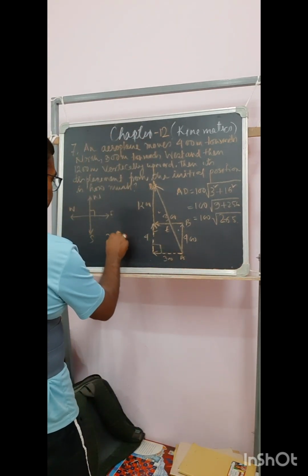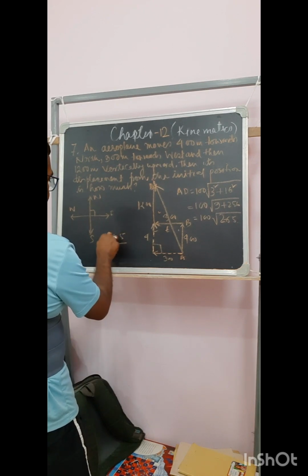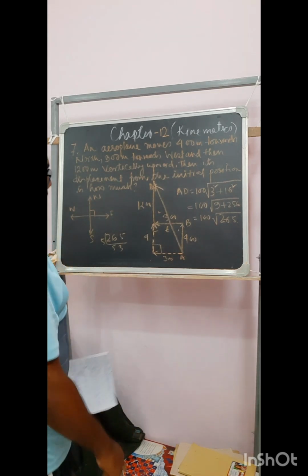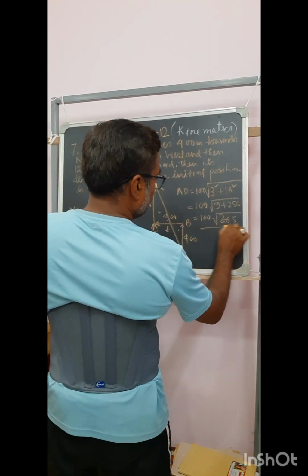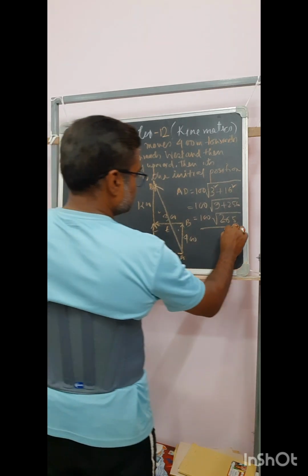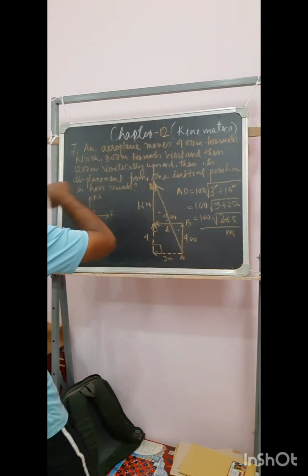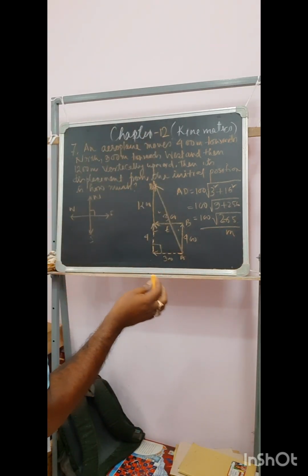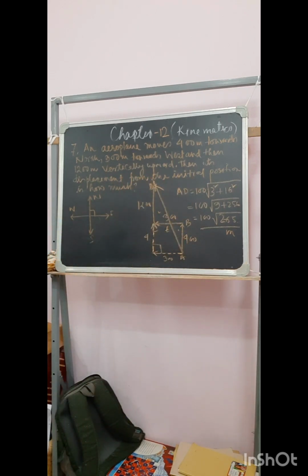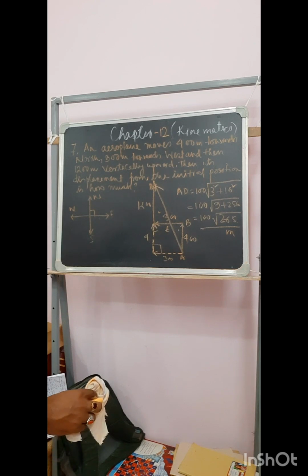265, if I factorize, how much will it come? 5 into 53. So no factors are coming. These are the two factors. So this will be the value of the ultimate displacement in meters. So this is the displacement from the initial position. This is the value of that. Okay.